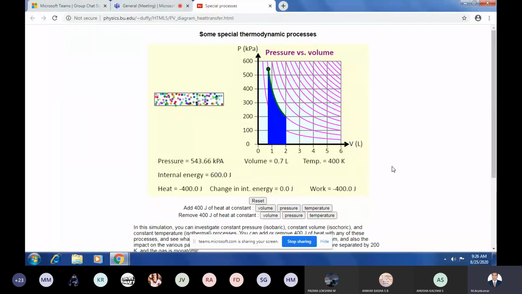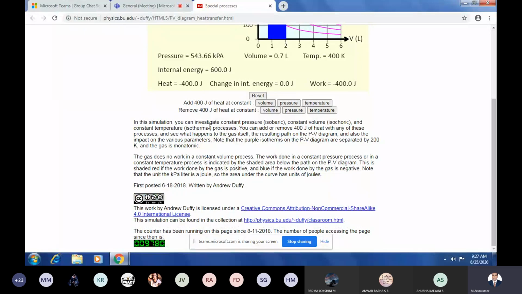So in general, we have an isothermal process, an isobaric process, and an isochoric process. So this is a PV diagram. In this simulation, you can investigate constant pressure isobaric, constant volume isochoric, and constant temperature isothermal processes. You can add or remove 400 joules of heat with any of these processes. So here we can add or remove heat energy and see what happens to the gas itself.